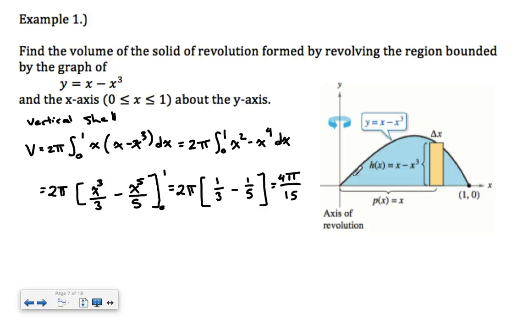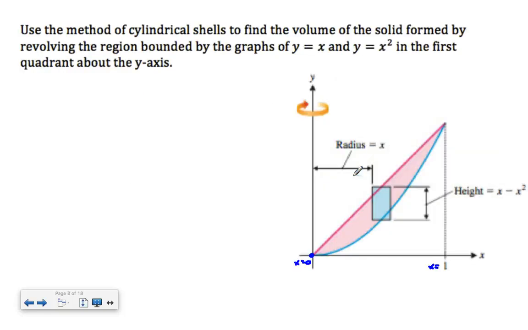Let's try part B. Use the method of cylindrical shells to find the volume of the solid formed by revolving the region bounded by the graphs of y equals x and y equals x squared in the first quadrant about the y-axis. So setting these two curves equal to each other, we see that they cross at x equals 0 and x equals 1, so those will be my limits of integration. I have a vertical rectangle, and it's parallel to the axis of revolution, which is the y-axis. So again, I'm going to use vertical shells.